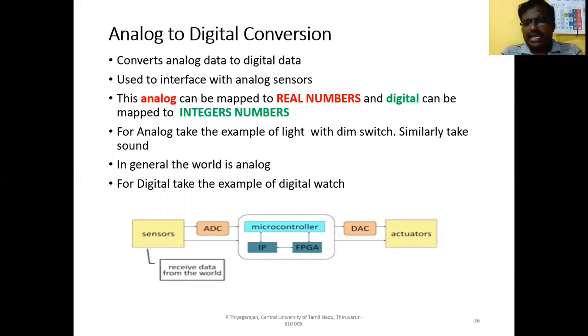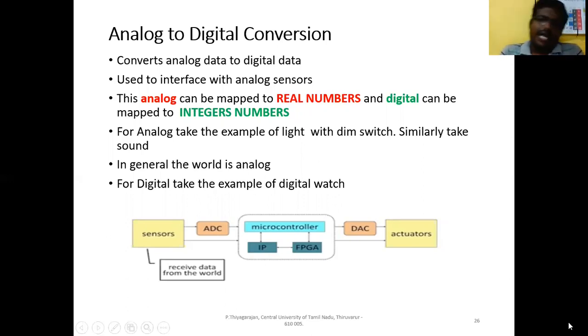As I said, any input to the microcontroller will be given by the sensors, and the sensors will take the input from the real world. You all know that the real world signals are analog, and these analog signals will not directly be processed by the microcontroller, because the microcontroller is digital. So somehow these analog signals need to be converted into digital, and this conversion takes place by ADC, analog to digital conversion.